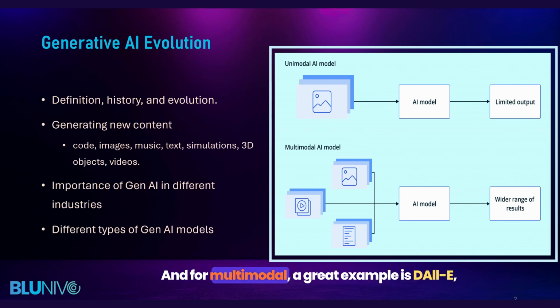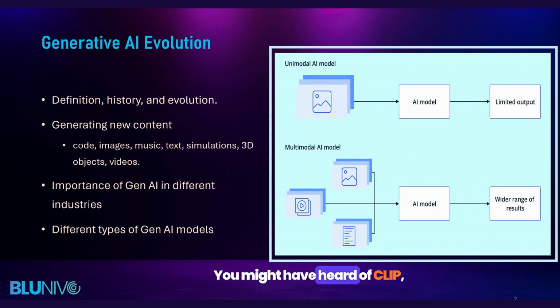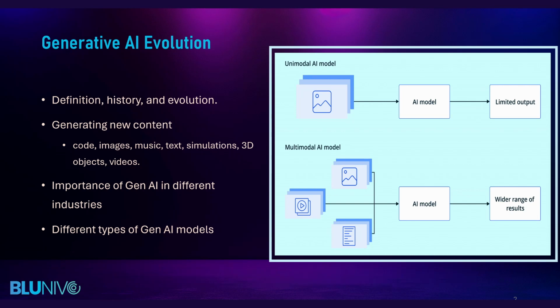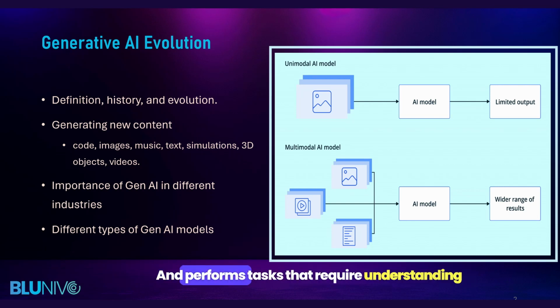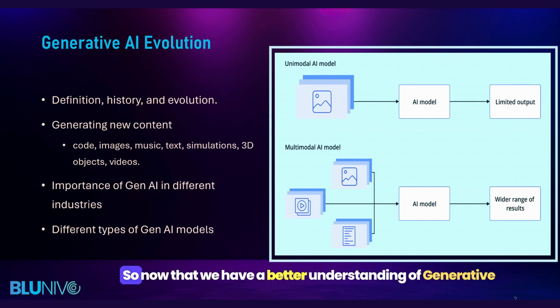And for multimodal, a great example is DALL-E, which essentially generates images from textual descriptions. You might have heard of CLIP, which understands images and their descriptions, and it performs tasks that require understanding both visual and textual information.